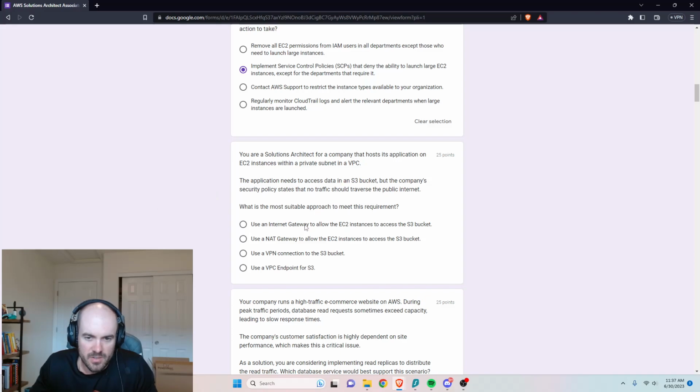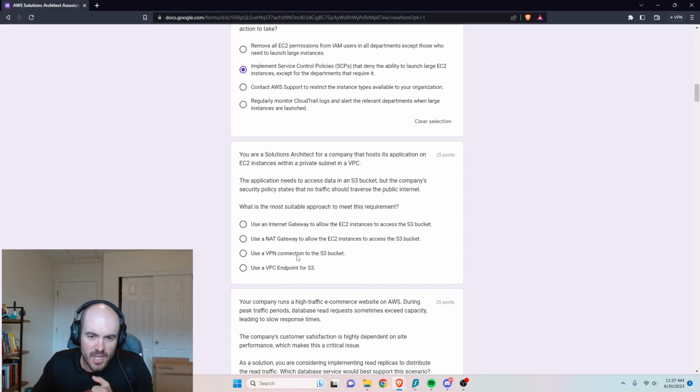So internet gateway to allow EC2 instances access to the bucket. Obviously, that's not going to be correct because we don't want to traverse the public internet. So let's rule that one out. Use a NAT gateway to allow the EC2 instances to access the S3 bucket. I'm not thinking that's going to be correct because a NAT gateway, again, is designed to get you from a private subnet out to the public internet. And again, we don't really want to do that.